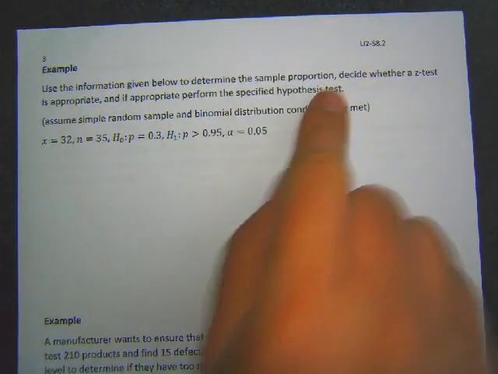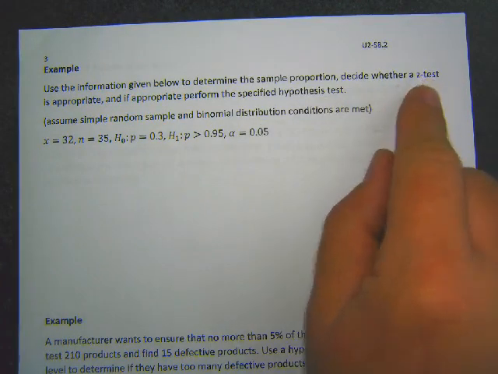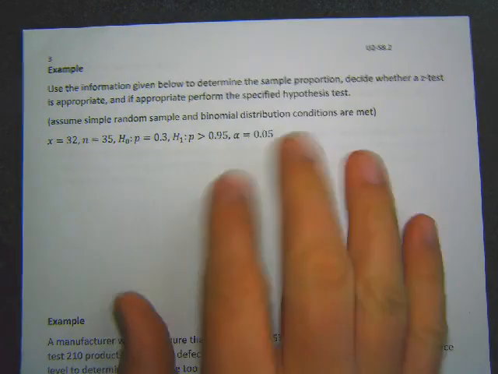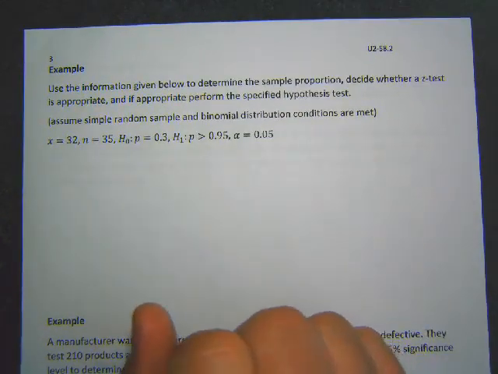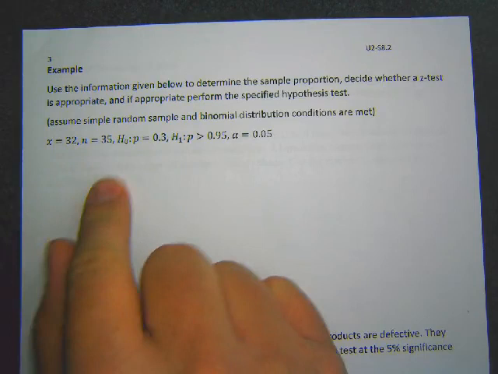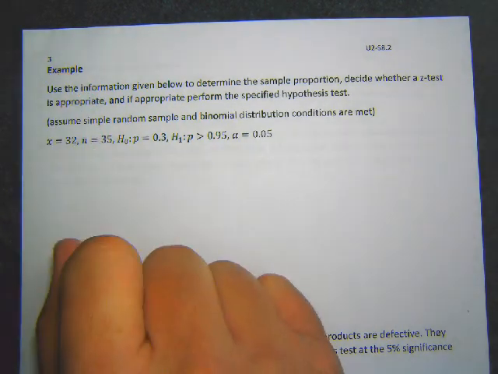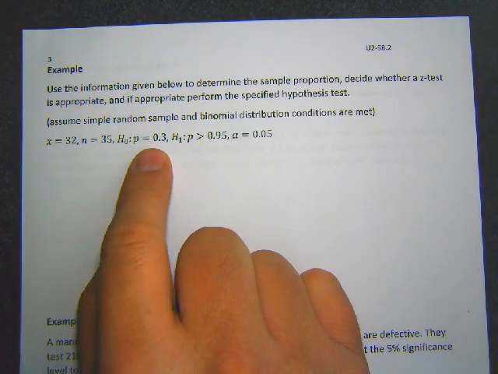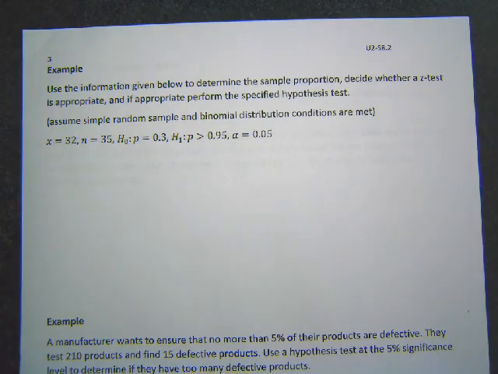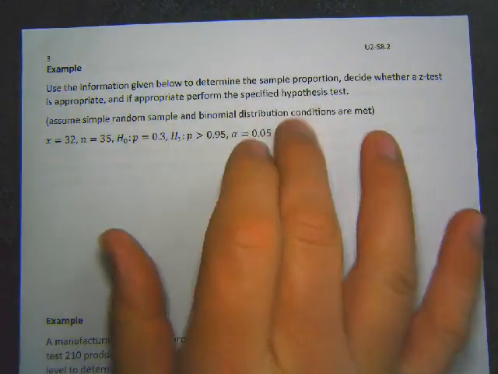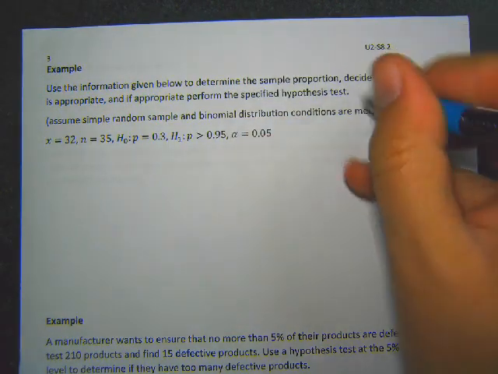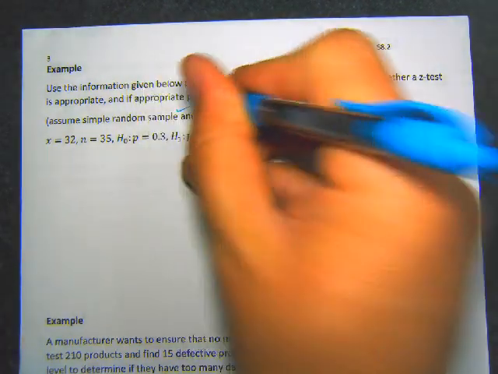Okay, they give us more information, and tell us to decide whether it's appropriate to do a z-test, and then, if it is, do one. So they say, okay, number of successes 32, number of samples 35, looking at p-value 0.3, looking for greater than 0.95. And they say it is simple, random, and binomial distribution, which is what we always look for first, right? Binomial and simple, those are good.